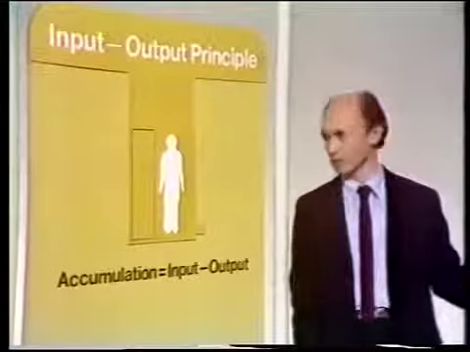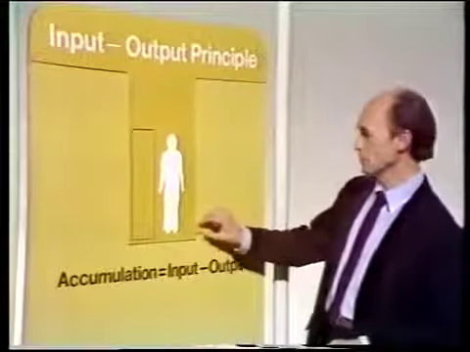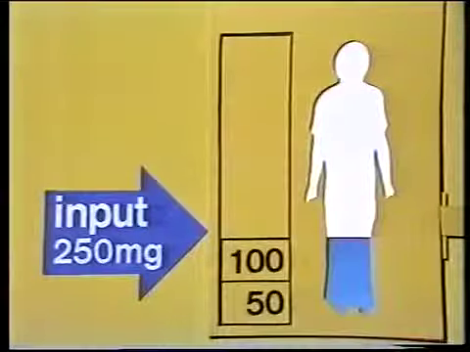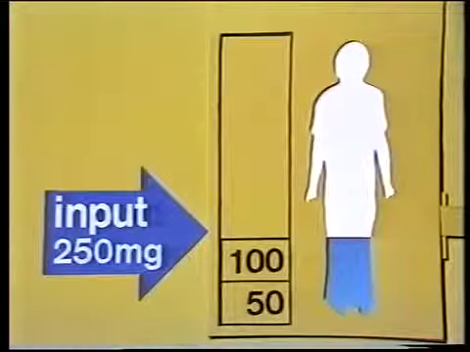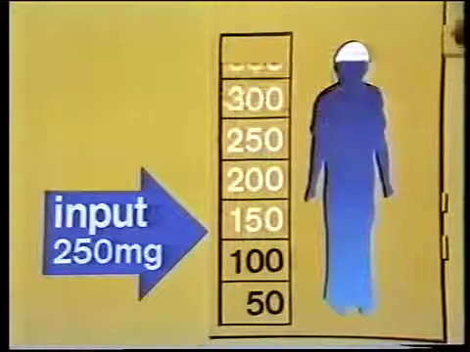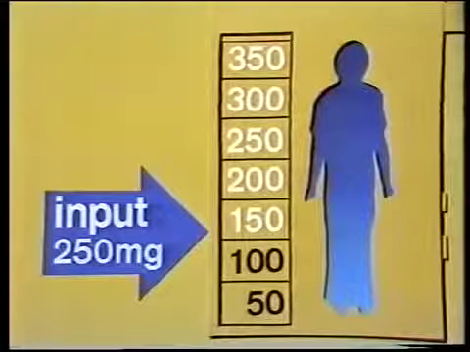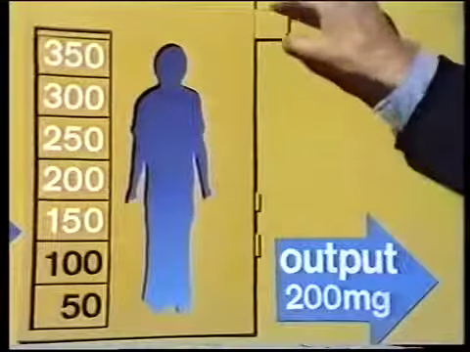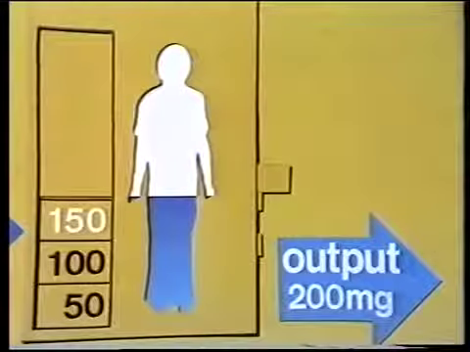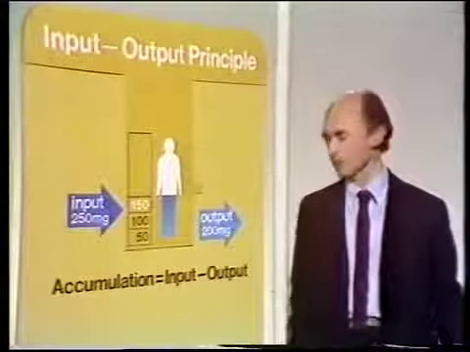Let's look at a numerical example. Here's a patient with 100 milligrams of theophylline in his body, and suppose he gets a dose of 250 milligrams. That would bring the quantity up to 350. But suppose that during the same time interval he excretes 200 milligrams. So that will bring it down again to 150. So the net accumulation is just 50 milligrams, and that is equal to the input minus the output.